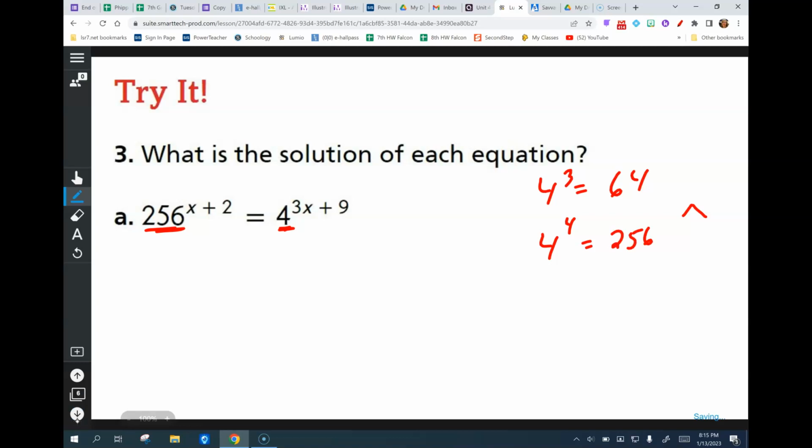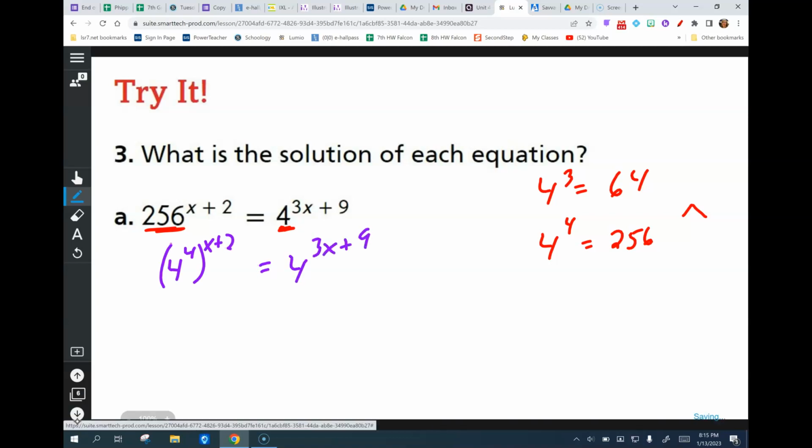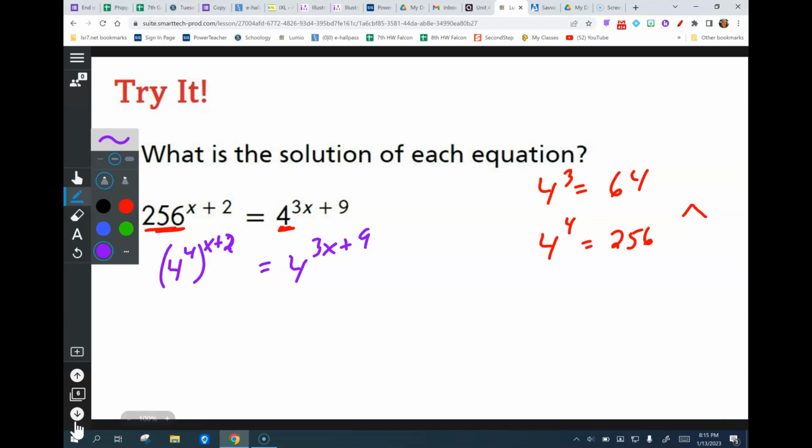So what we're doing is we're forcing the base to both be 4. So we're going to rewrite this. So this becomes 4 to the fourth all to the x plus 2 power is equal to 4 to 3x plus 9. Okay? So we know that once our base is the same, both of them are a 4. Once those are the same, we can just take the exponents and those are equal.